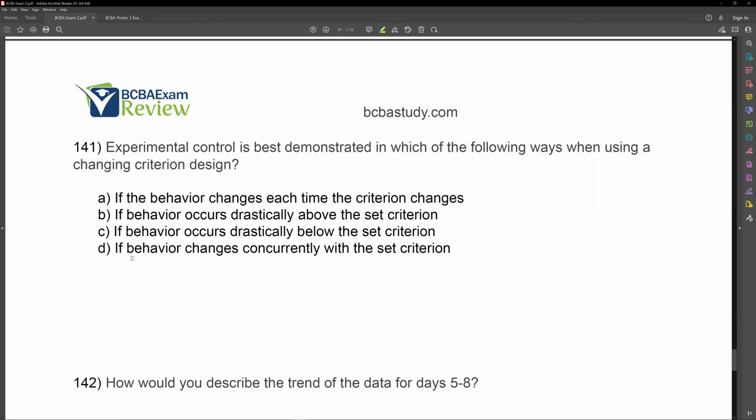So that leaves us with D, if the behavior changes concurrently with the set criterion. Perfect, meaning as we move that criterion, behavior is changing right along with it. As I increase it, as I decrease it, that behavior is just following the criterion. If I can do that, I can demonstrate experimental control with a changing criterion design.